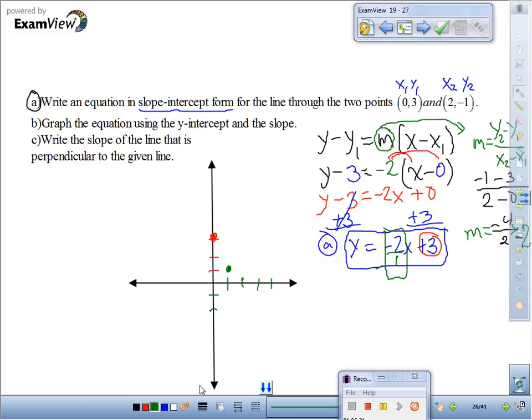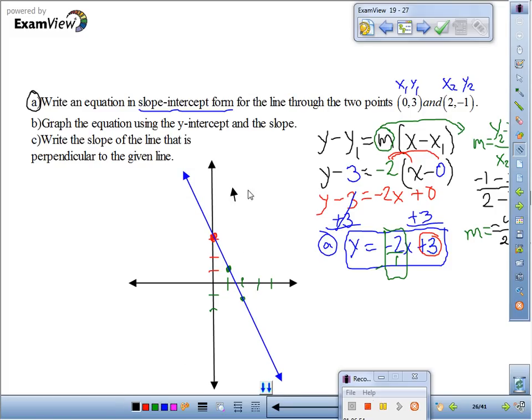Never. Because we always go to the right. So, from there, let's do it again. 1, 2, 1 to the right. There it is. And with those 2 points, I'm going to go ahead and graph my line. Let's see. Let me get my line here. And there it is. Part B is done.